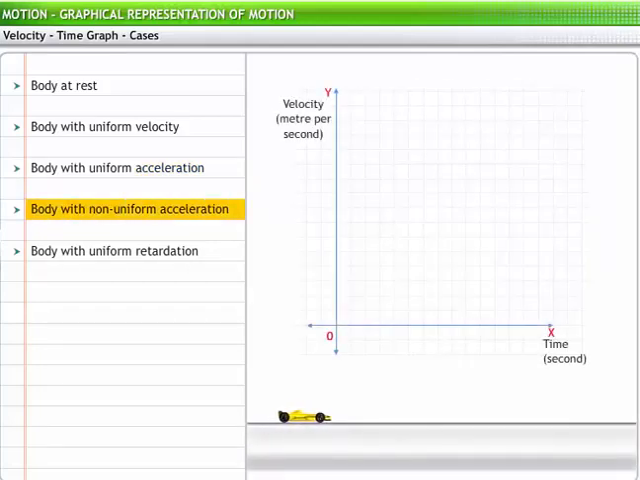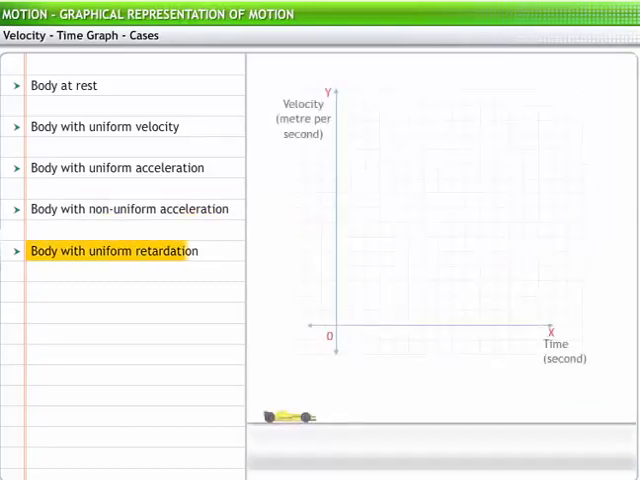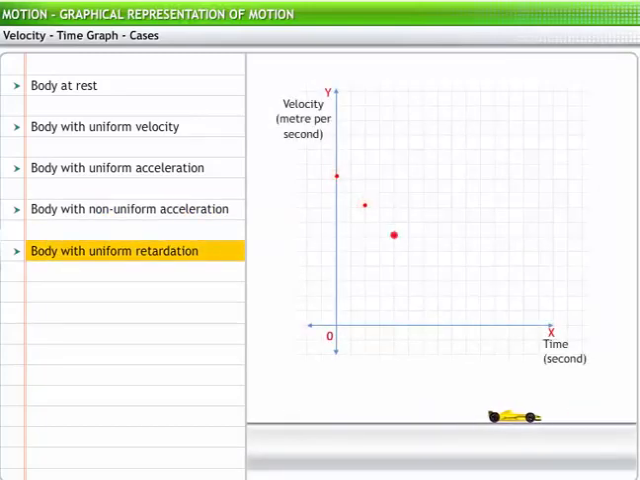The velocity-time graph for a body moving with non-uniform acceleration is a curve and not a straight line. The velocity-time graph for a body moving with uniform retardation is a straight line making an obtuse angle with the x-axis.